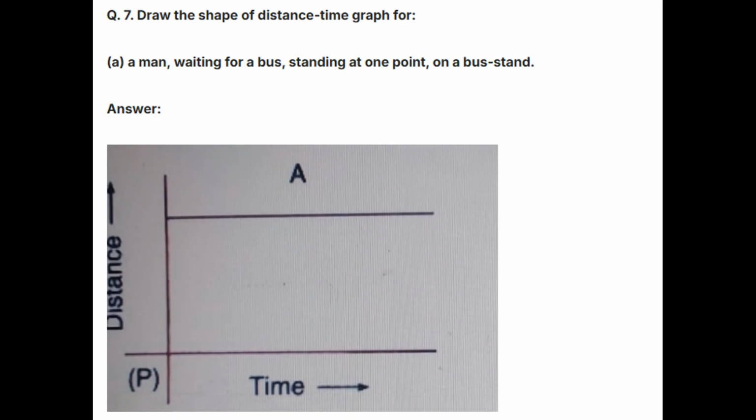Question 7. Draw the shape of distance-time graph for A. A man waiting for a bus standing at one point on a bus stand. This is a graph. Explanation. The man is standing still waiting for the bus, so his distance from a fixed point, like the bus stop, does not change even as time passes. Graph A. A flat horizontal line visually represents this lack of movement. The distance value remains constant over time.